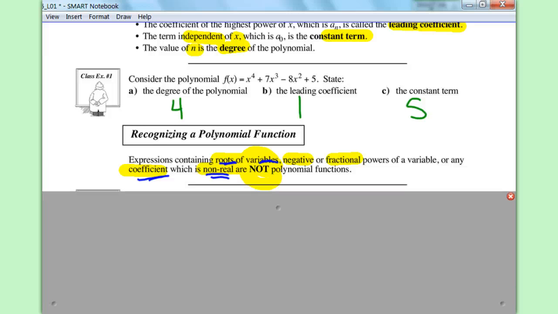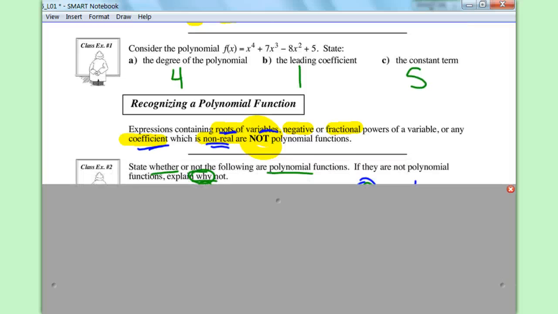Expressions containing roots of variables, negative fractional powers, or any coefficient which is non-real are not polynomial functions. Those are other special kinds of functions, but they're not polynomial. So let's see which of these are or are not polynomials, and see whether the definition makes sense. The words are there, but do they make sense? You decide and then come back and look at the screencast. Don't just copy it down.